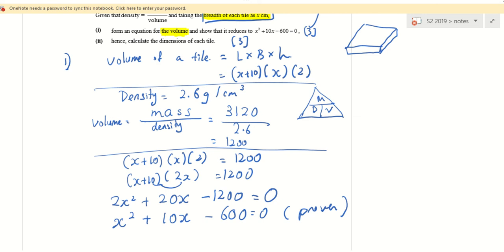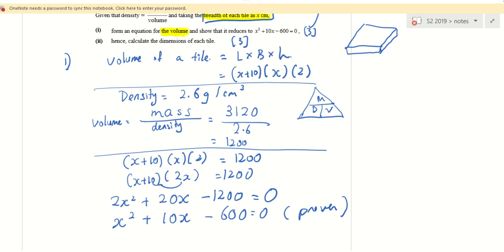Danish, shouldn't you divide by 2 on 0? Huh? 0 divided by 2 is still 0. Okay, good. Now you are ready. Now B, find the dimension. Dimension means what? I want to find the length equals what? The breadth equals what? The height equals what? So what must I do here?